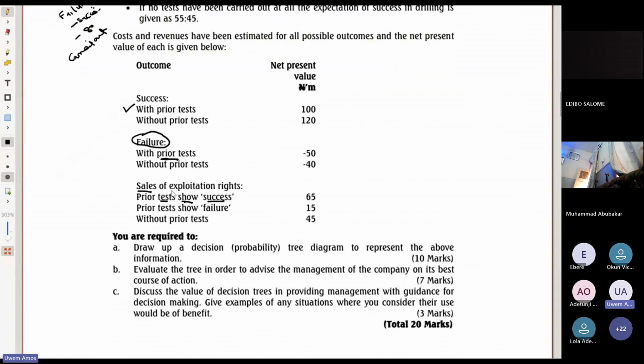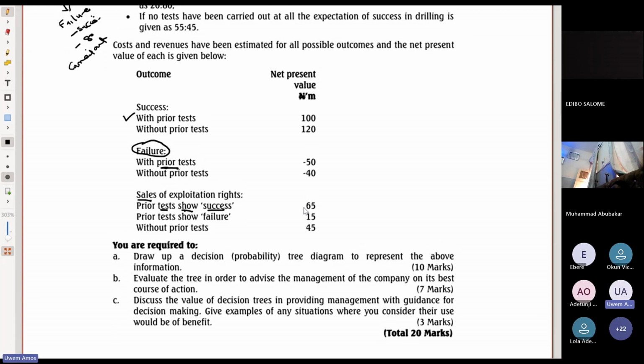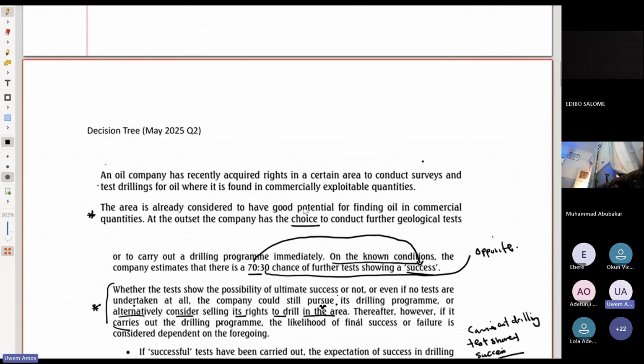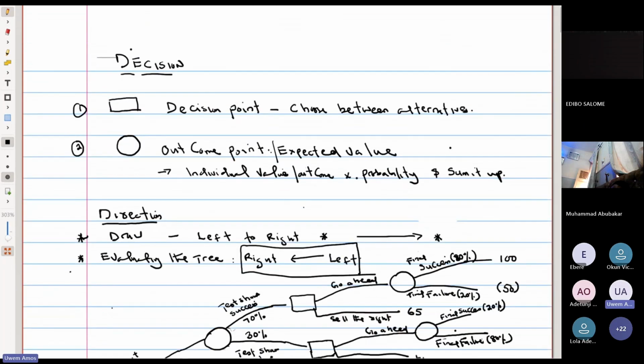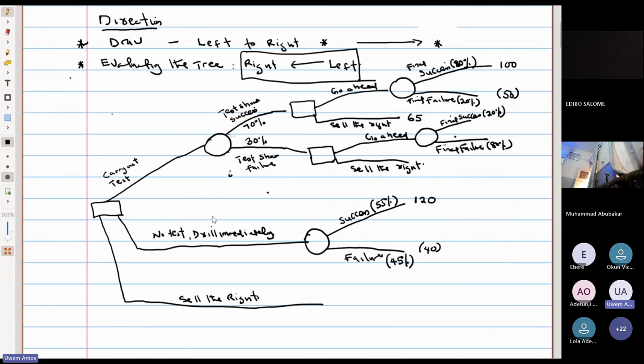We sold our right. We carried out a prior test. Our result showed failure. We still went ahead to sell our right. The NPV is 15. So let's see where we carried out a test. It showed failure, but we still went ahead to sell. Cannot be the last two because the last two we didn't carry out a test. So we carried out the test. The result showed failure. We still went ahead to sell. 15.